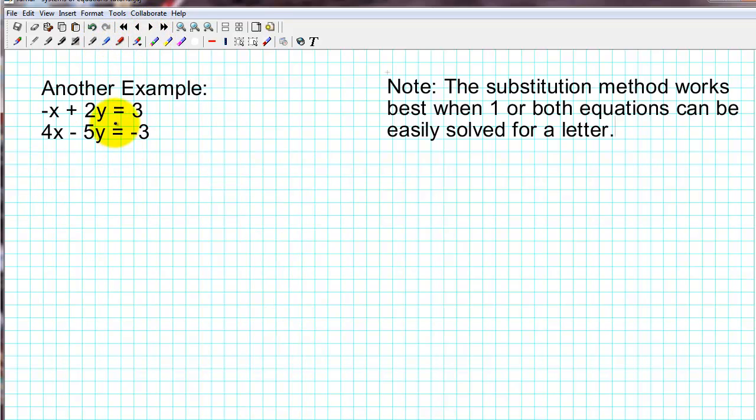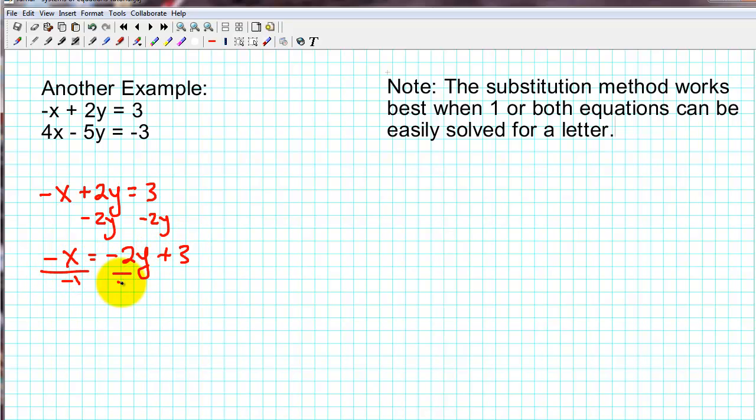Now, many times we won't have both equations solved for y, and in this particular case, neither equation is solved for y. But we can still use the substitution method if we can solve one of the equations for a single letter. So let's take this first equation and solve it for x. I can subtract the 2y to the other side. And then I have to divide everything by minus 1 to change the sign of the x, and we get x equals 2y minus 3.